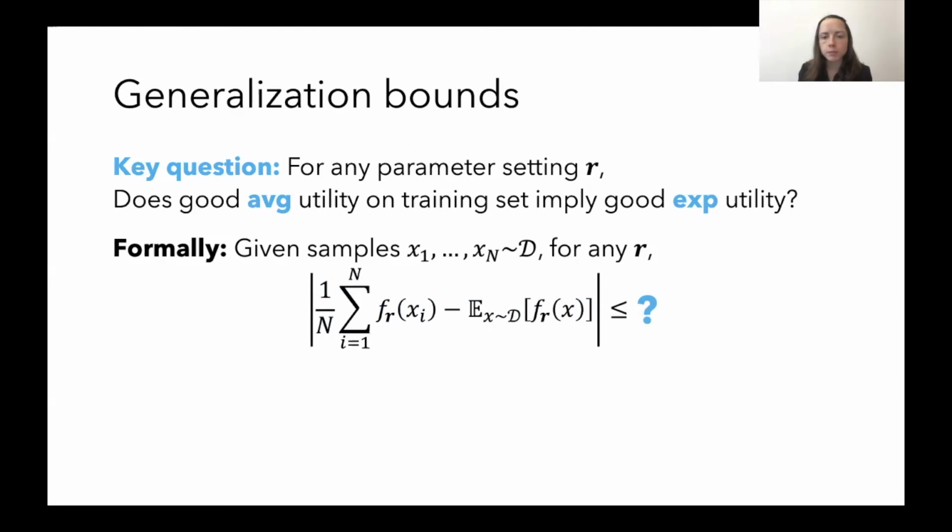We refer to this type of bound as a generalization bound because it tells us to what extent average performance over the training set generalizes to expected performance on the distribution. If this difference is small for any parameter setting R, we know that if we find a parameter setting with good average utility over the training set, it will also have good expected utility on the unknown distribution.